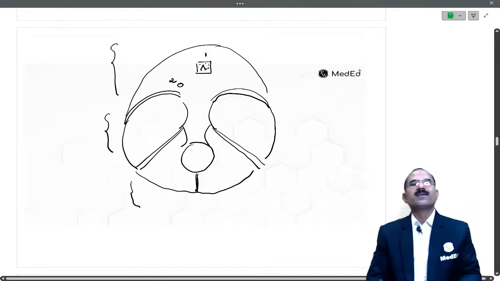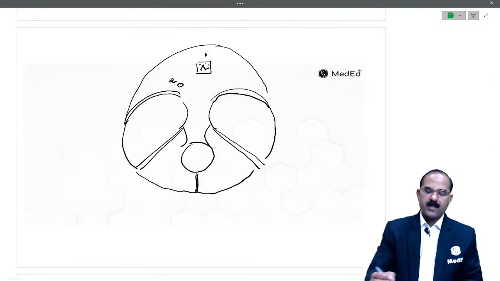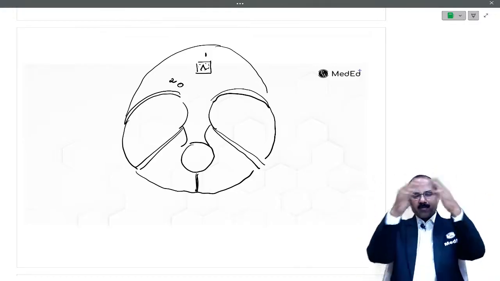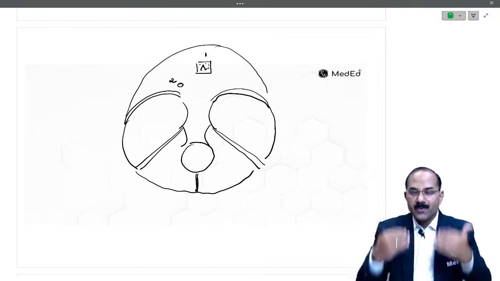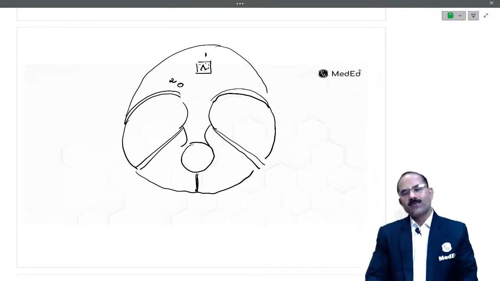That's the posterior cranial fossa. Anterior cranial fossa, middle and posterior cranial fossa. What is this structure? This is the lesser wing of sphenoid. That's the petrous part of temporal bone. The lesser wing of sphenoid and the petrous part divide the skull into three fossae. That's the anterior, that's the middle, and that's the posterior cranial fossa.